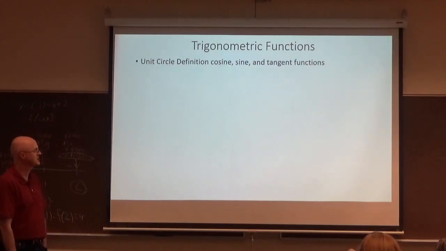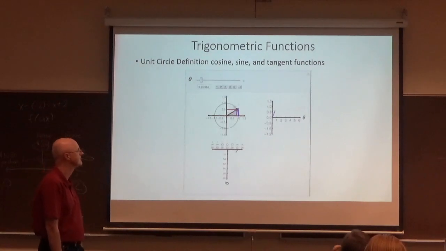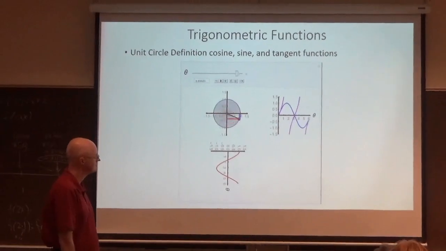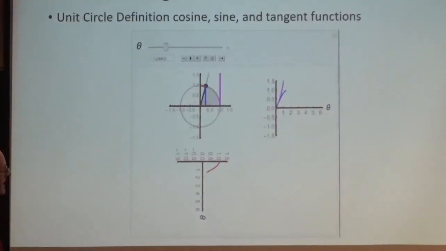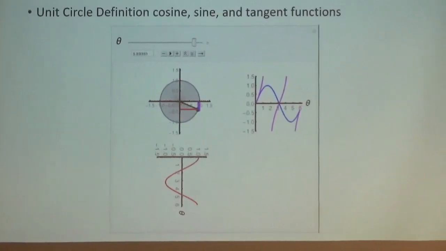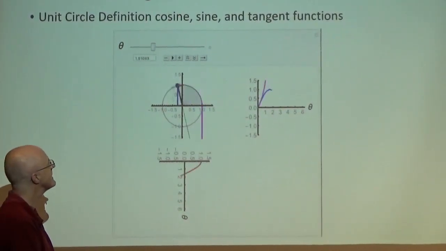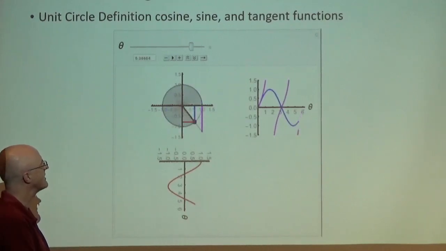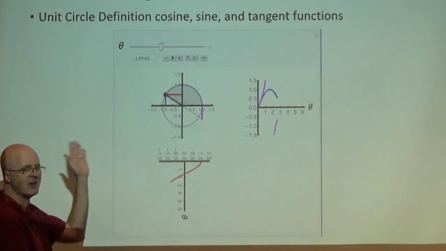Here's the unit circle definition of cosine, sine, and tangent in a visual. What's going on in this visual? Focus on the upper left. That's the unit circle. Circle radius 1, centered at the origin. See this black dot going around the circle. As the black dot moves, it makes an angle.